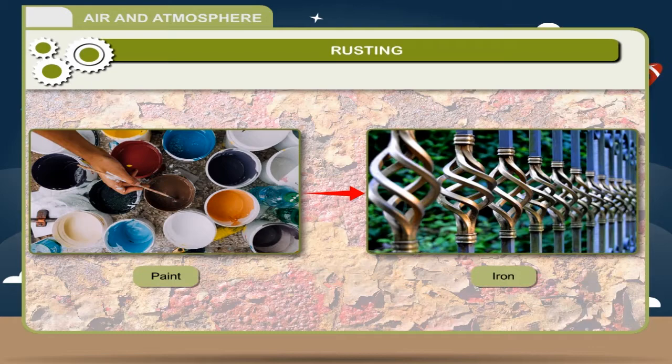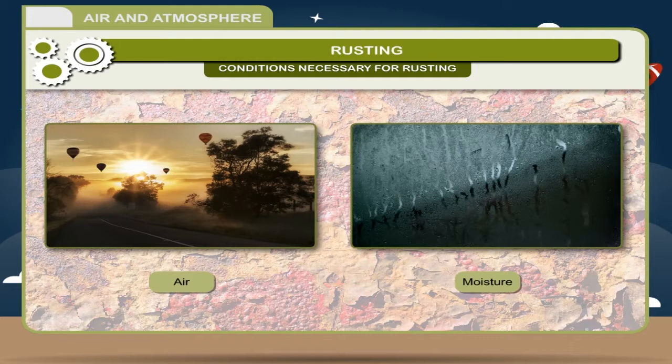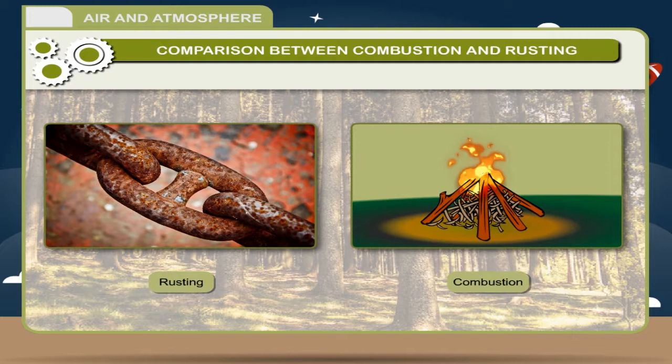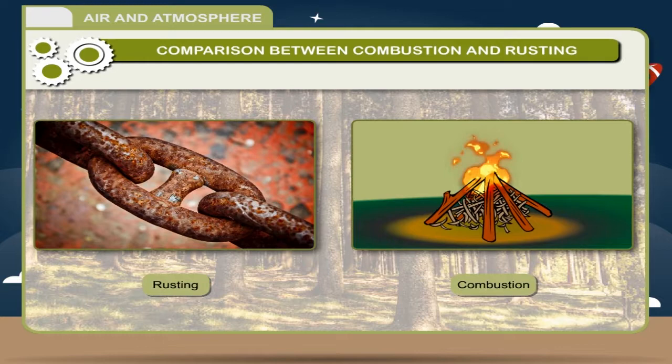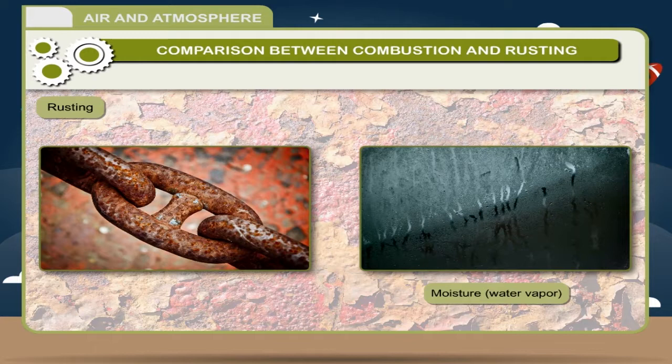Conditions necessary for rusting. You have already seen in the previous chapter that presence of air and moisture are necessary for rusting of iron. Comparison between combustion and rusting. Rusting and combustion are two different chemical processes. Let us define them both, from which we may understand their differences and similarities. Rusting. It is a chemical reaction when a metal, in most cases iron, reacts with moisture, water vapor, and oxygen to convert into a metal oxide. Example, iron oxide.